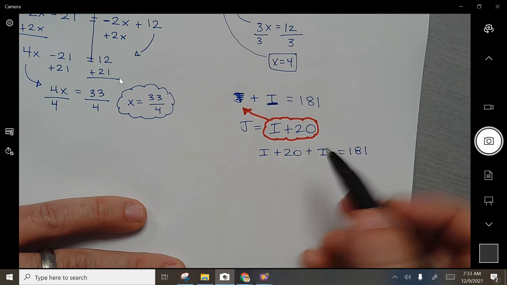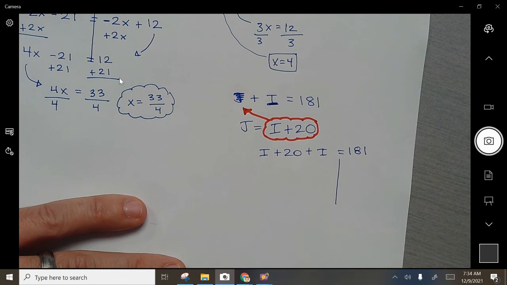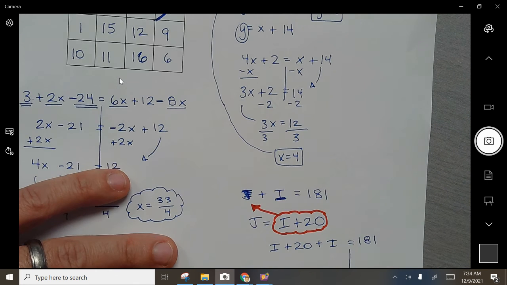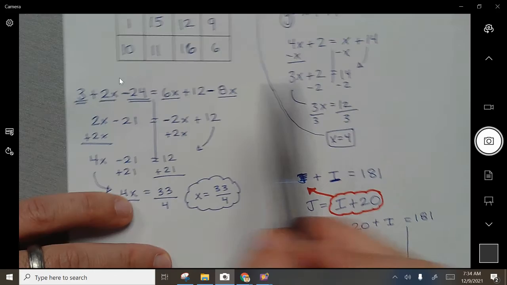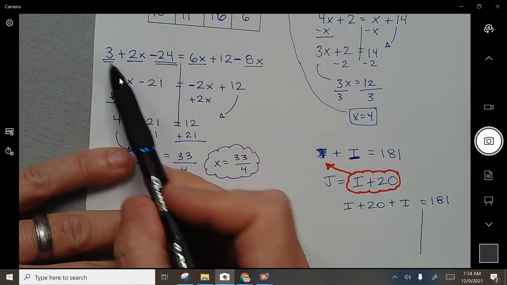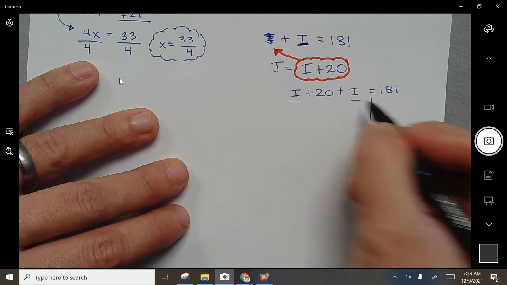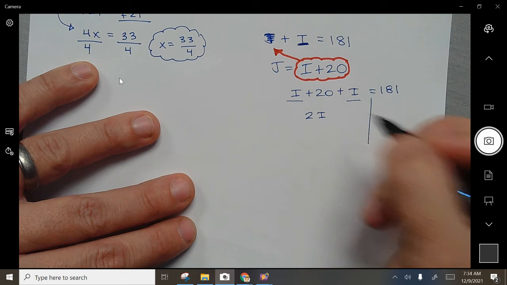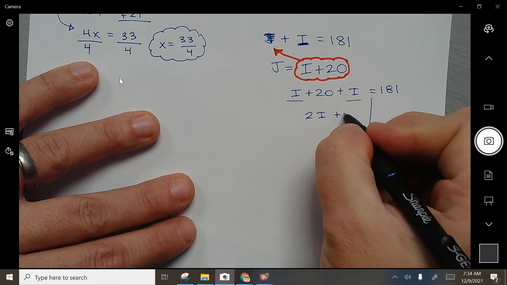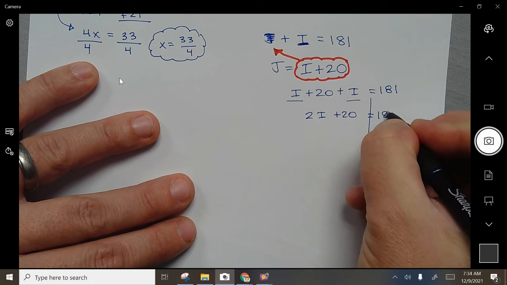But when you have two I's, some of my students are still kind of struggling, like, well, what do I do now? I'm like, come on, guys. We know what to do here. Just like what we do right here, where we combine like terms. You have like terms here. Like term, like term. So 2I. That's 2 I's. Plus 20 equals 181.